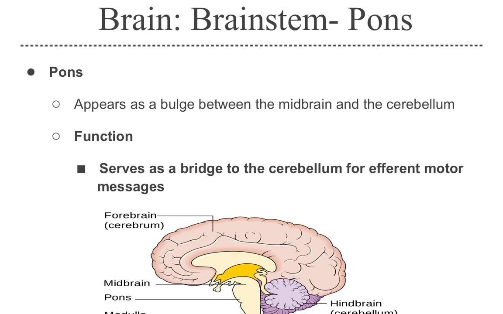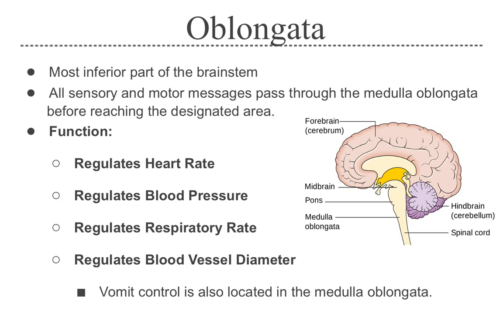So the pons is a bridge of communication for efferent motor messages, so exit messages to the skeletal muscles from the cerebellum. Whatever lobe is responsible for that function will send the message to the spinal cord, and it is going to cross the pons and go to the spinal cord, and then we will have that message.